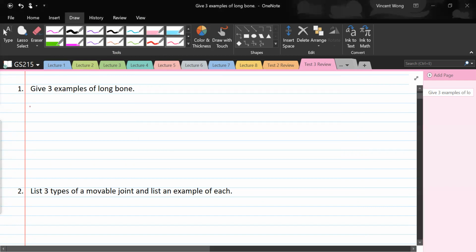So I'm just going to write some generic answers here. We have the femur, the humerus, and the metacarpals, for example.